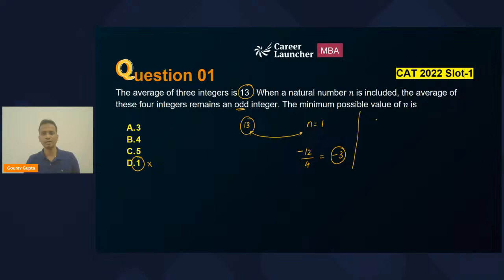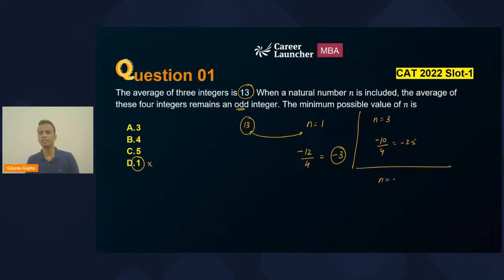Okay. Now, if I assume n is equal to 3, then between 13 and 3 the gap is 10, the change is minus 10, which cannot be equally divided among four integers. If I divide it, everyone will get minus 2.5. Now 13 minus 2.5 will not be an integer, so it is not an odd integer.